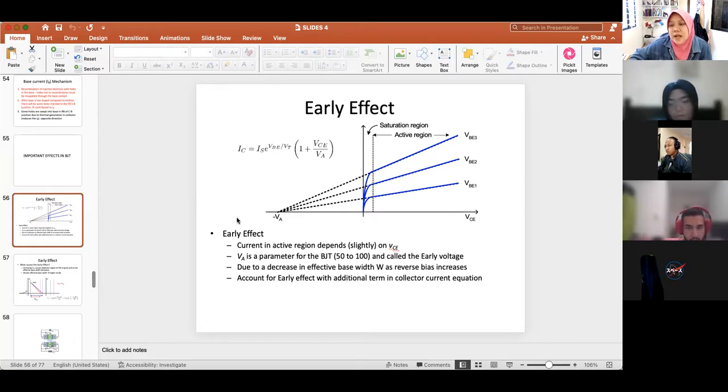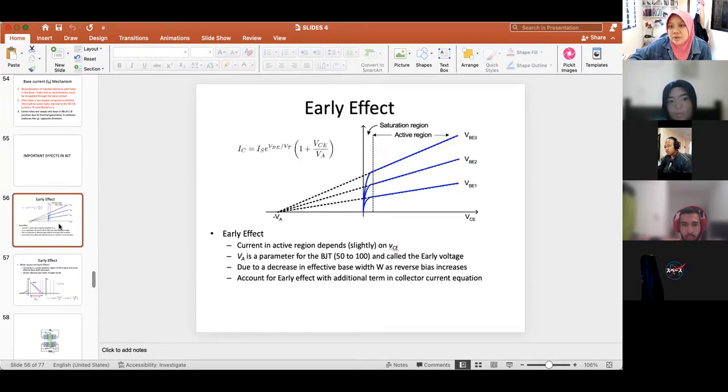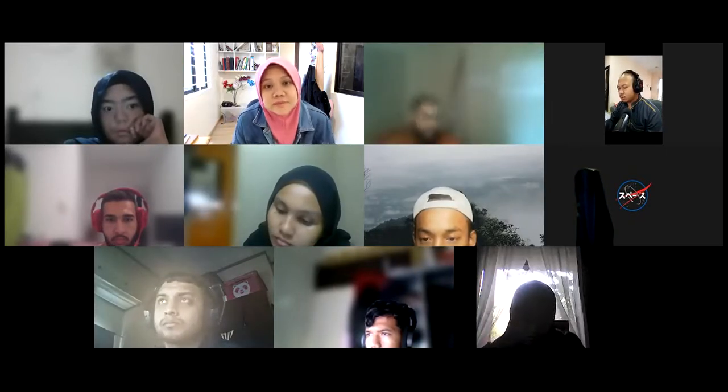Because IC equals IE minus IB, right? So the carriers which are not recombined will be collected at IC. If IB is reduced, therefore IC will increase. That's why as you increase VCE, you will see IC increases with VCE, because the base current reduces due to the Early effect. Okay, does that answer your question, Aiman?